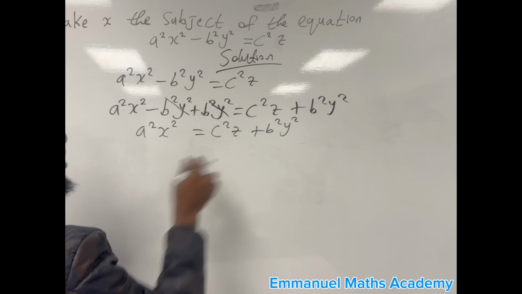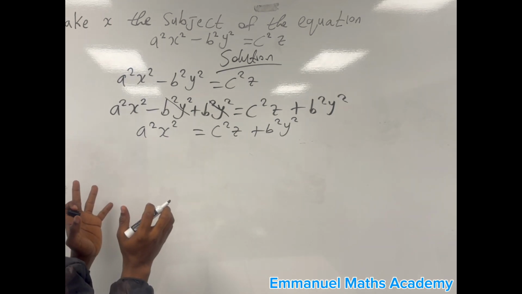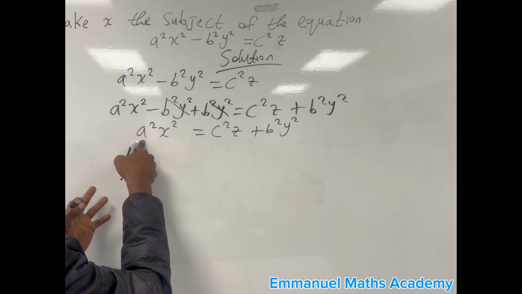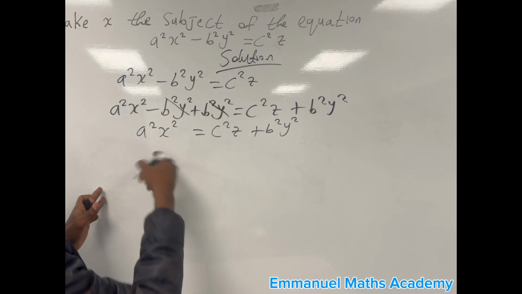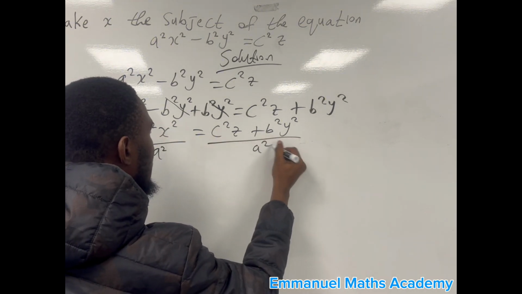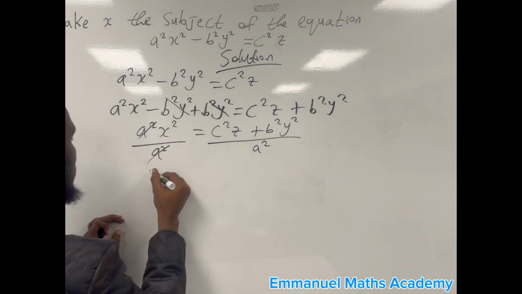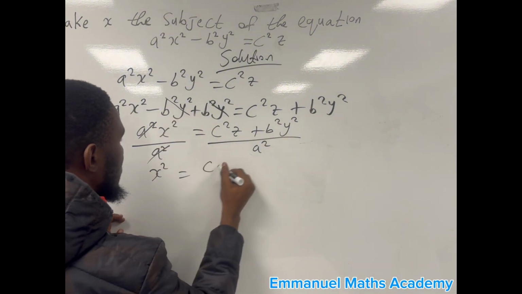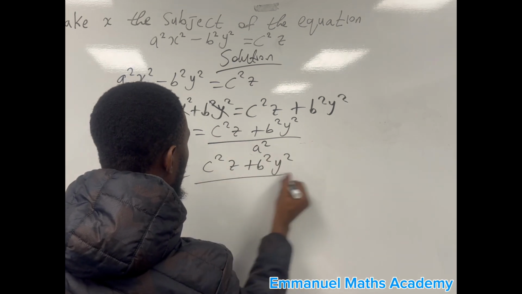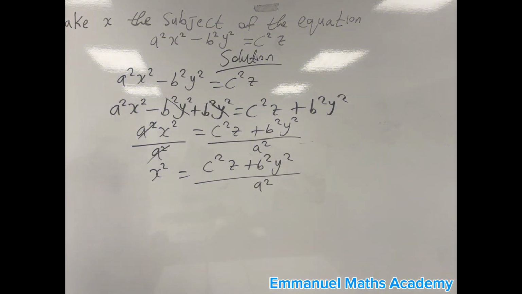Right, so what do we do next? You divide both sides with the coefficient of x. So the coefficient of x squared is what? a squared. So divide this side and this side by a squared. So a squared will cancel a squared, right? So we have x squared equal to c squared z plus b squared y squared over a squared, right?